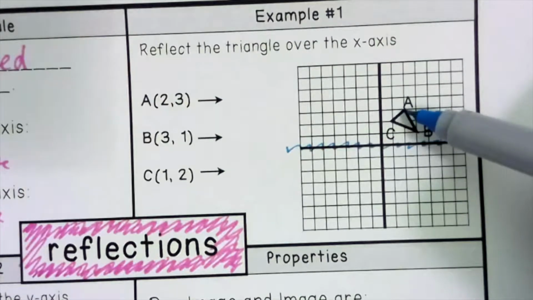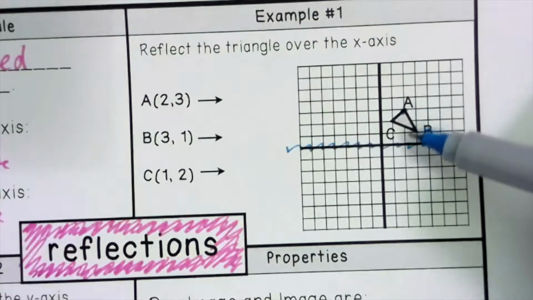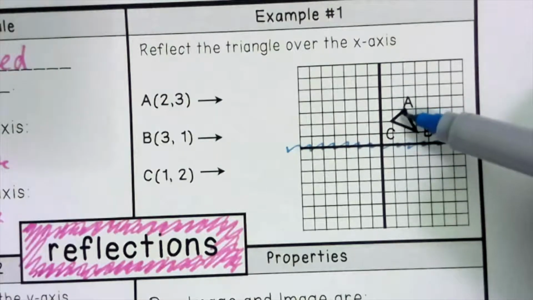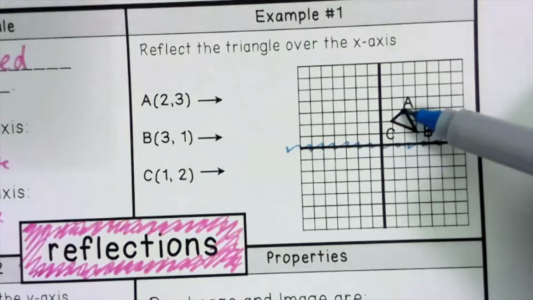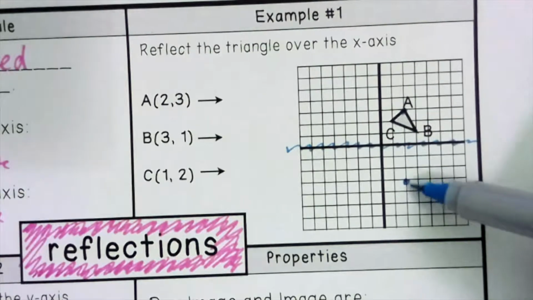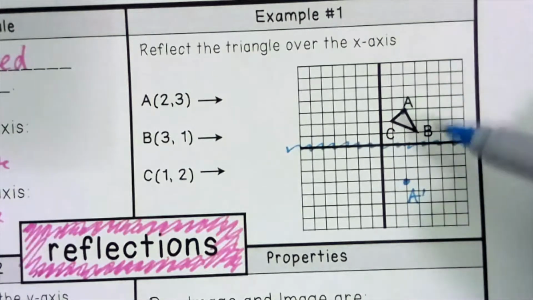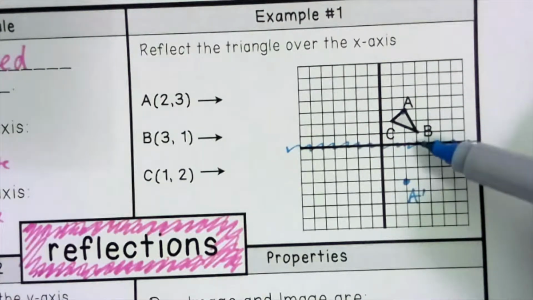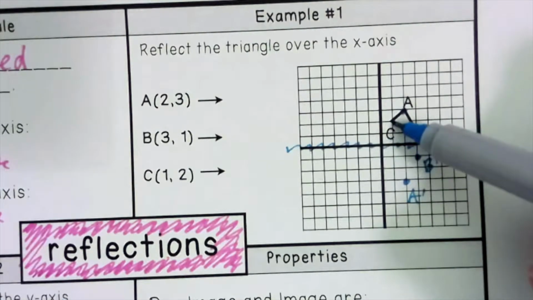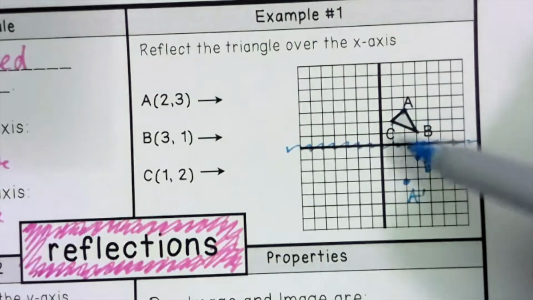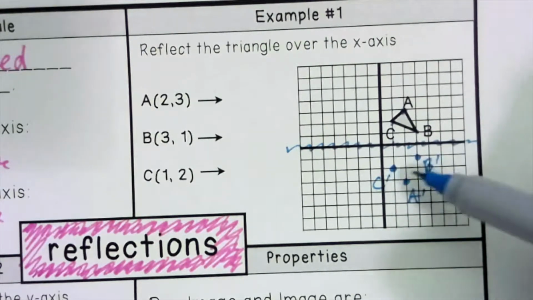So what I'm looking at is, if I focus on A, I need to see how far A is from my axis. Well, my A is 1, 2, 3 away from my x-axis, so A prime will be 3 away from the x-axis the other direction. If A is 3 up, A prime will be 3 down. B is 1 unit above my x-axis, so B prime would be 1 unit below. C is 2 units above my x-axis, so C prime will be 2 below.